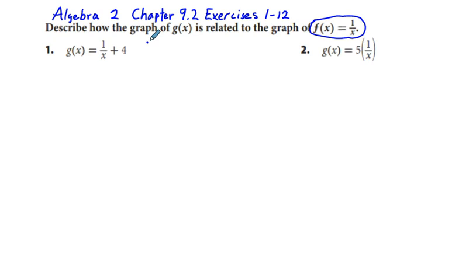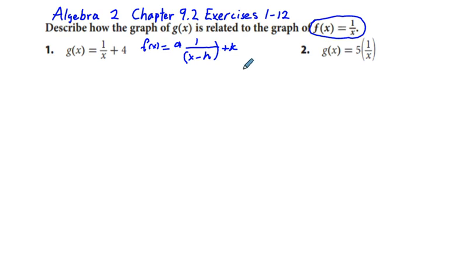There are two basic formats that the book gives. One is the one that I prefer, which is f of x equals a, where a is your constant of variation, times 1 over quantity x minus h, plus k. This is the version that I actually prefer.